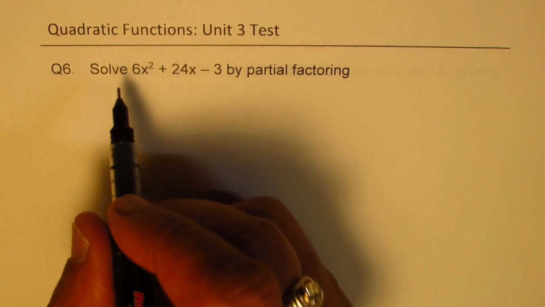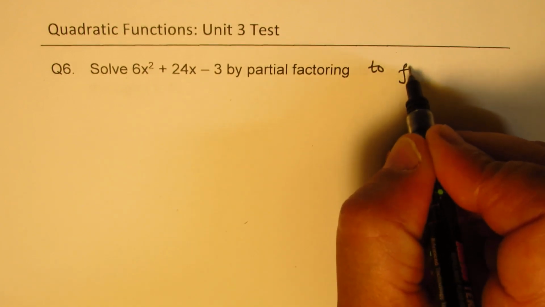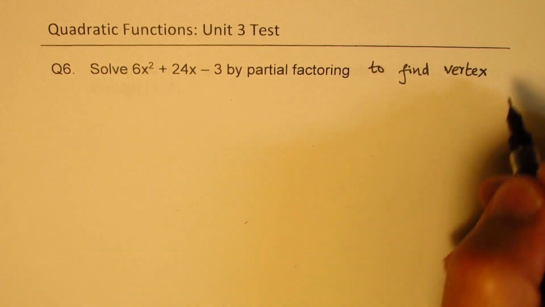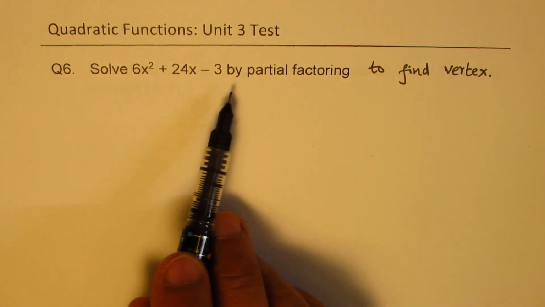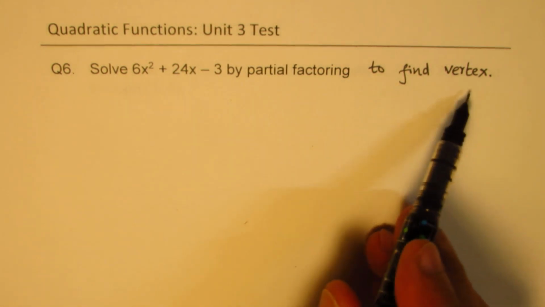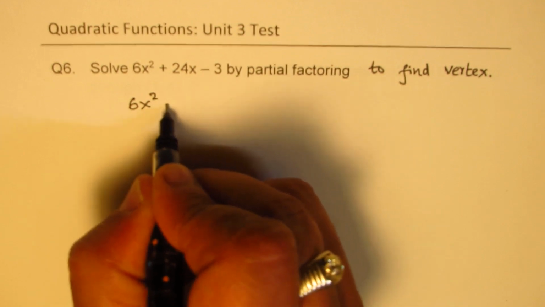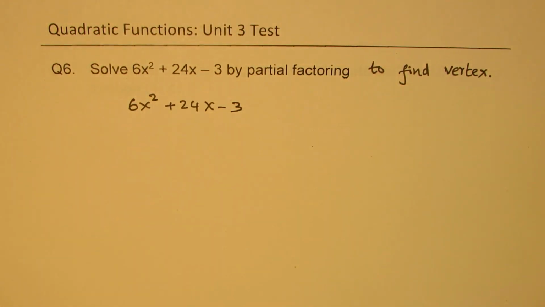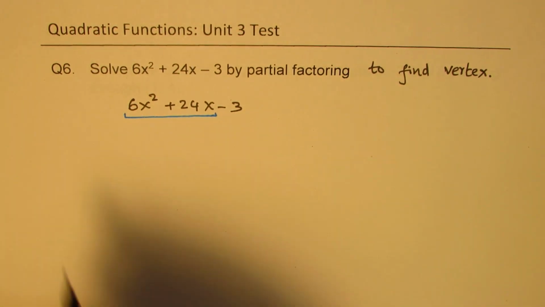Now again, this question was also to solve this by partial factoring to find the vertex. Correct? So I missed that part in typing. So now we'll use a different method, which is partial factoring, to find the vertex. So we have the function which is 6x squared plus 24x minus 3. Partial factoring means you factor these two, right? So that is partial factoring.